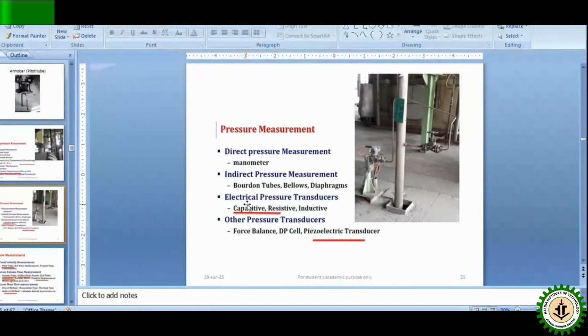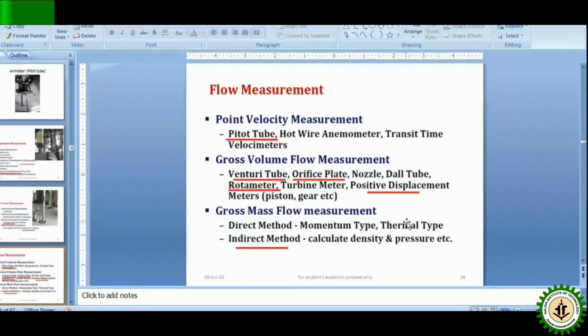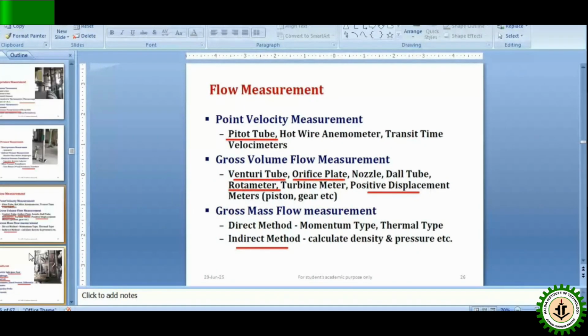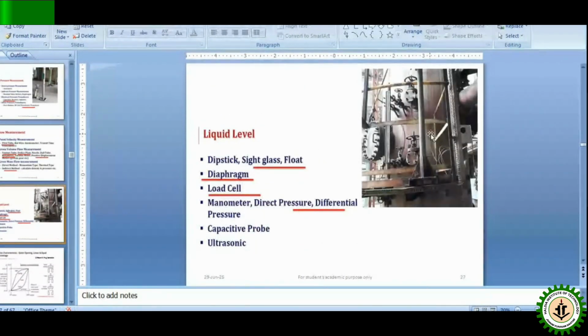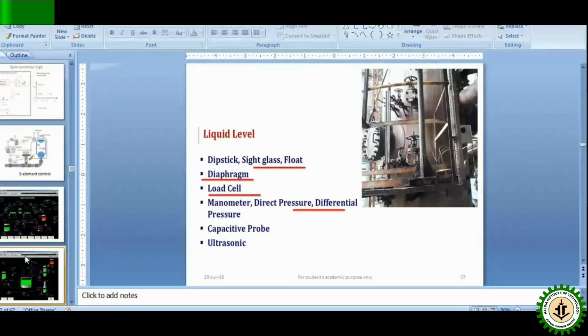For pressure measurement also, capacitance type and piezoelectric type are very common, around 99% of cases in industry. For flow measurement, pitot tube, venturi, orifice are very common. Mostly, if you see in industry, these are being used. Liquid level also, it measures the delta P, and it measures the flow this way.